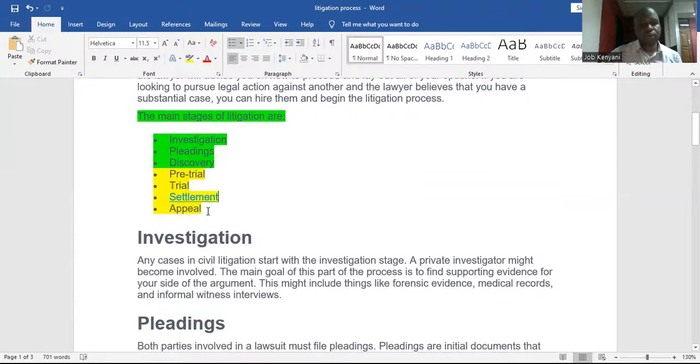But under the common law system, they'll be able to leave the parties to argue the matters by themselves. So the judge is not involved in having to do the investigations or inquiries. And therefore in this case, they'll start at the pretrial stage.